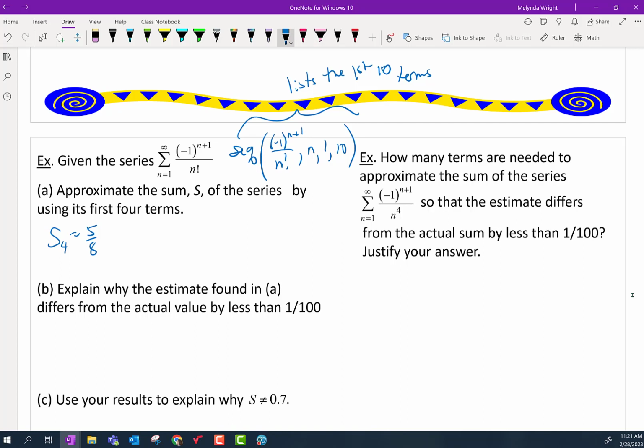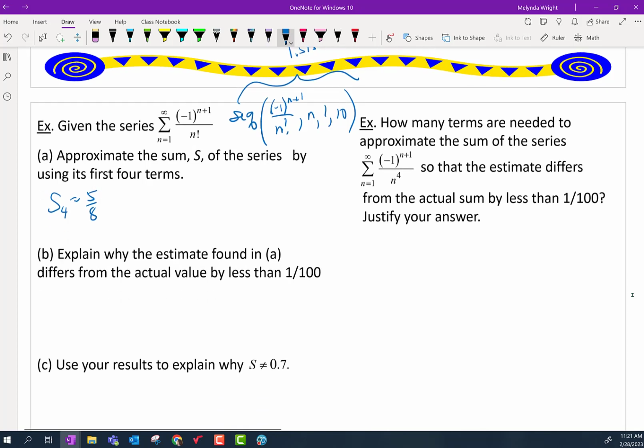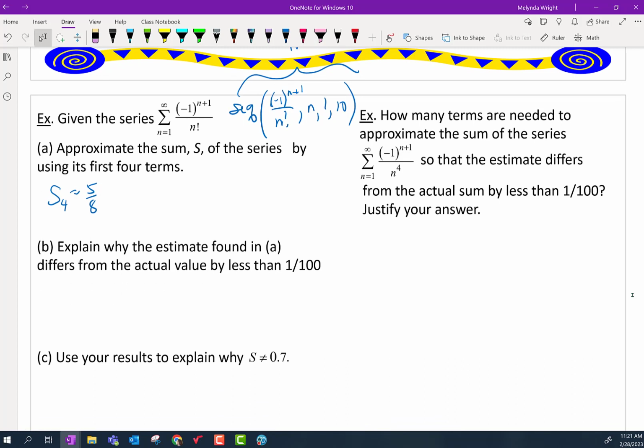Okay. So we've done part A, we've approximated the sum. So this is the partial sum, the fourth sum, using the first 4 terms. Great. Part B, explain why the estimate found in A differs from the actual value by less than 1/100. This right here differs from the actual value. This is talking about error.